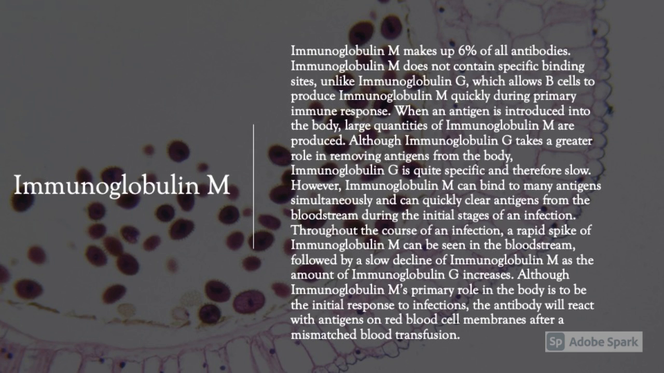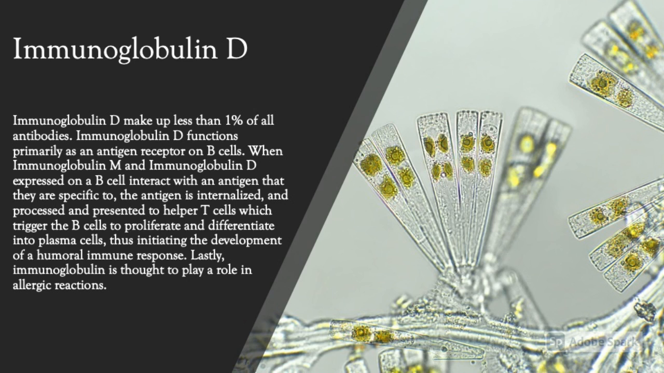However, IgM can bind to many antigens simultaneously and can quickly clear antigens from the bloodstream during the initial stages of an infection. Throughout the course of an infection, a rapid spike of IgM can be seen in the bloodstream, followed by a slow decline of IgM as IgG increases. Although IgM's primary role in the body is to be the initial response to infections, the antibody will react with antigens on red blood cell membranes after a mismatched blood transfusion.